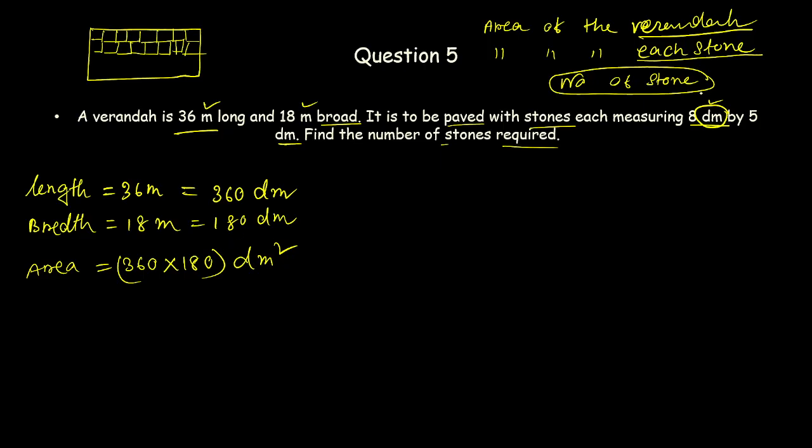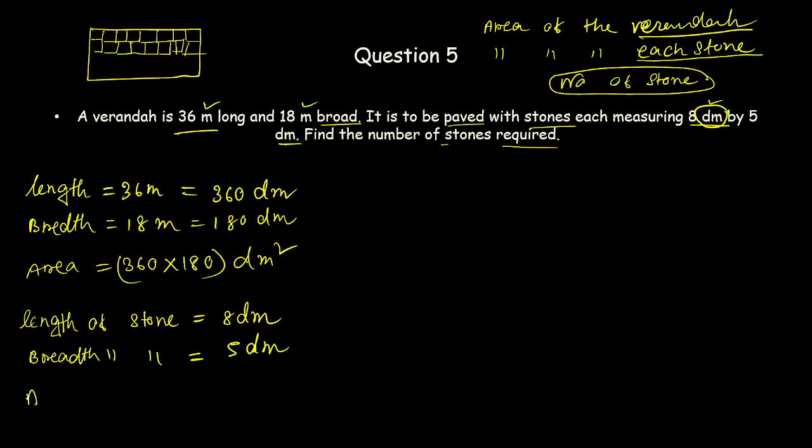Now find the area of each stone. Length of stone equals 8 decimeter. Breadth of the stone is 5 decimeter. So area of the stone is 8 into 5 decimeter square, that is 40 dm square, right?